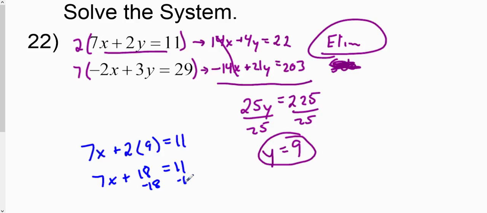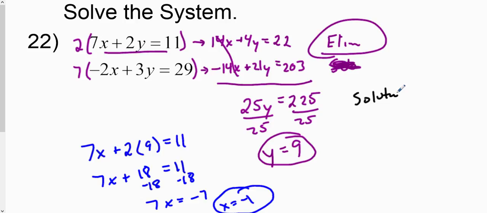Subtract the 18 from both sides, and we have 7x equals negative 7. And x is going to equal, if I did that right, 1. Oh, sorry, not 1, negative 1. Apologize. Don't forget the negative right there. So x is going to equal negative 1. All right, so what's my solution? Well, let's write that out. Our solution then is going to be negative 1 and 9.